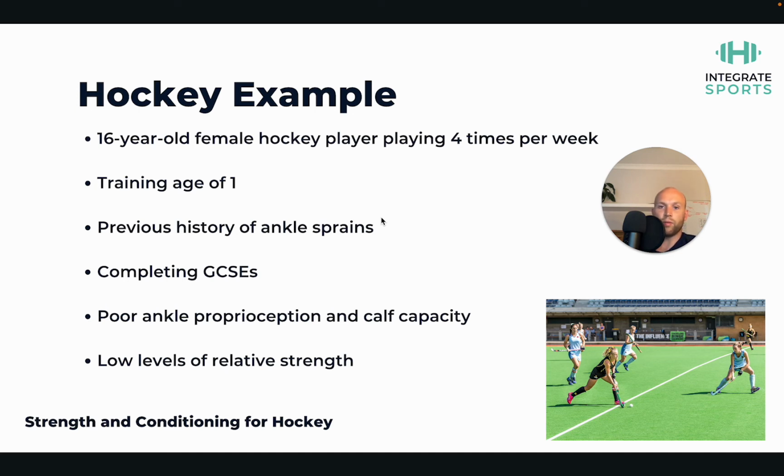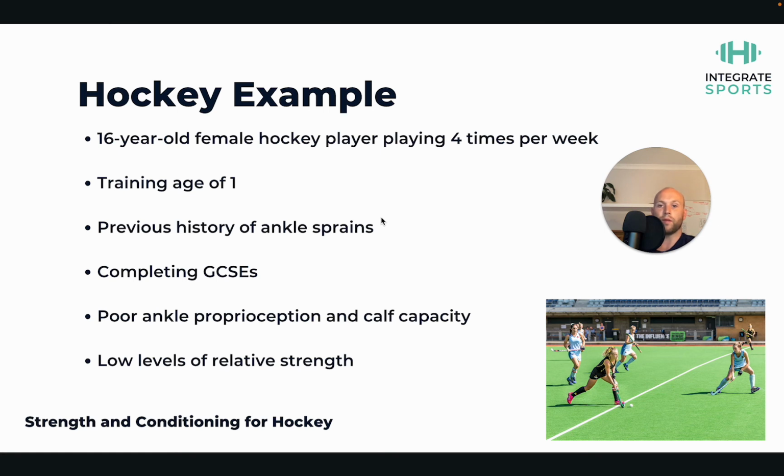So here's a very typical sort of context. A 16-year-old female hockey player, she's playing 4 times a week. She's got a training age of 1, so she's been training in a structured manner for a year. She has a previous history of ankle sprains, and let's say she's sprained her ankle once or twice before. She is completing her GCSEs currently. She has poor ankle proprioception and calf capacity and low levels of relative strength.